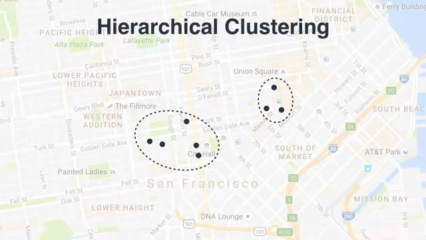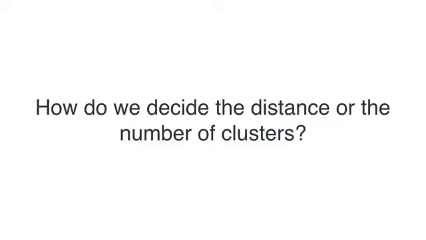Now again, there seemed to be a human decision here, right? Why did we decide on that being the distance? Or for example, why did we decide on 2 being the number of clusters? So we can make this decision. But let's actually look at an educated way to make this decision. So let's answer this question. How do we decide the distance or the number of clusters?